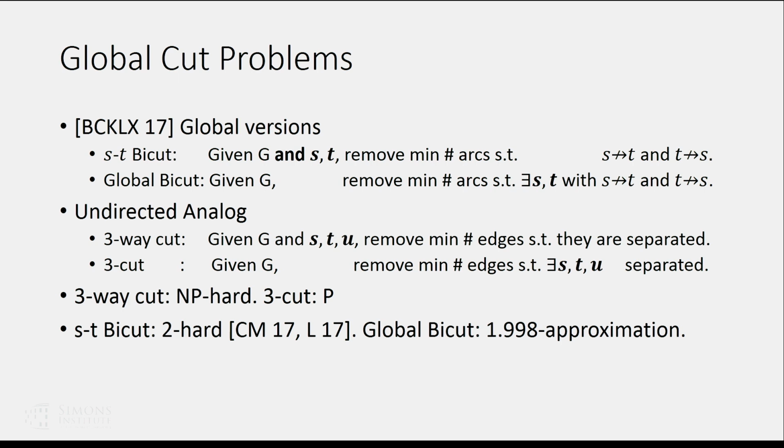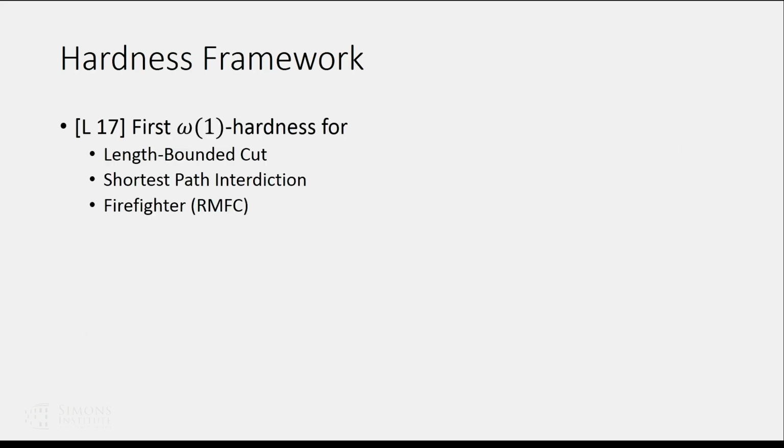So we observe a similar phenomenon here as well, even though in the approximation sense. For ST bicut, by earlier work, we know that it is unique games hard to approximate within a factor of 2. But in this later work, we proved that global bicut has something slightly better than 2 approximation. So there's some non-trivial distinction here. So this was for the global cuts.